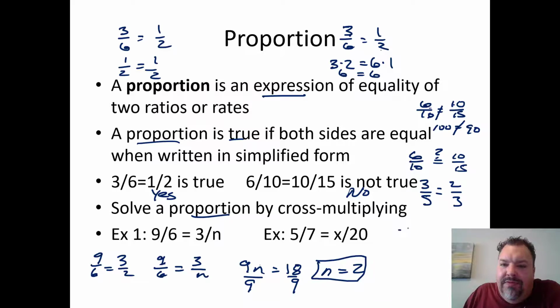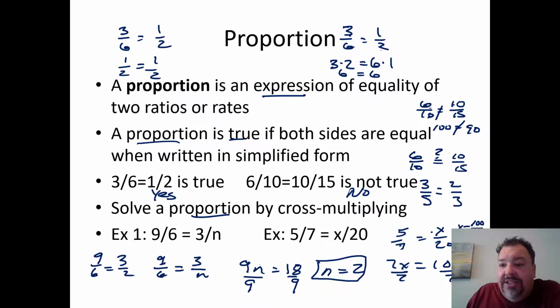The next example here, 5/7 equals x over 20. This one's a little bit trickier. It doesn't come out so nice. We take the denominator times the numerator. We get 7x on one side. On the other side, we'll get 100, 5 times 20. And then we want to get the x by itself, so we divide by 7. In this case, we got x equals 100 over 7.